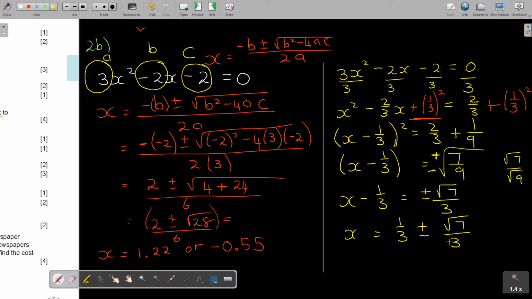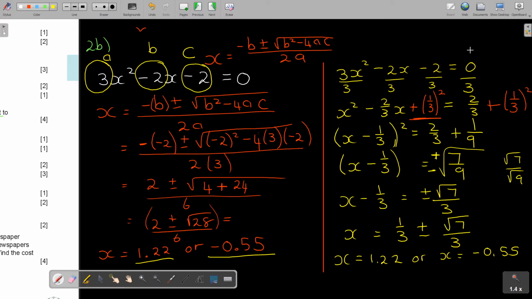And then I'm just pressing on my calculator. 1 plus square root 7 equals, divide 3 equals. And, oh, it's so nice. It's giving me 1.22. Exactly the same. And then I follow the negative route. So 1 minus square root 7 equals, divide 3 equals, and I'm getting negative 0.55, exactly the same. So in this question, you could have either done the formula or completed the square.